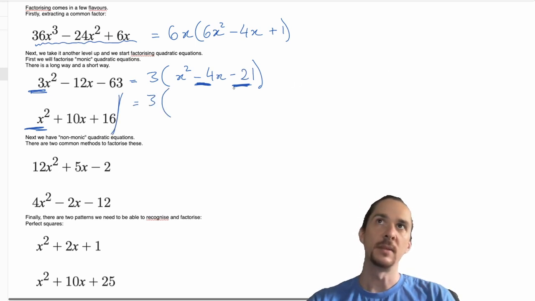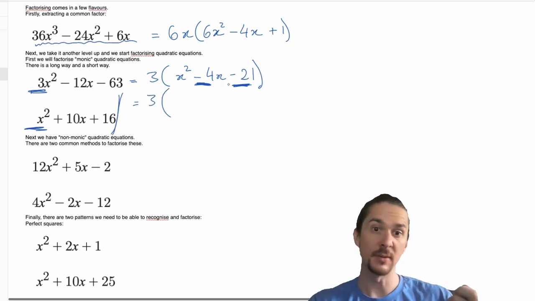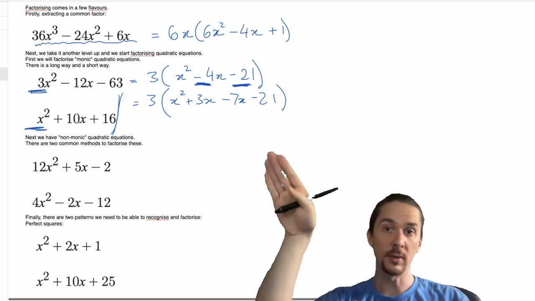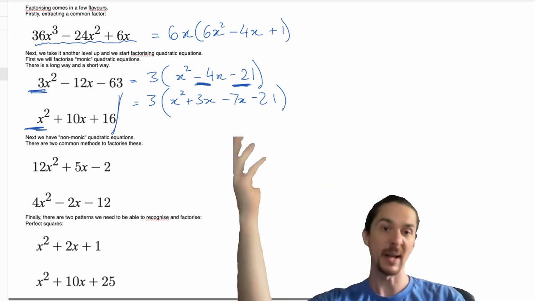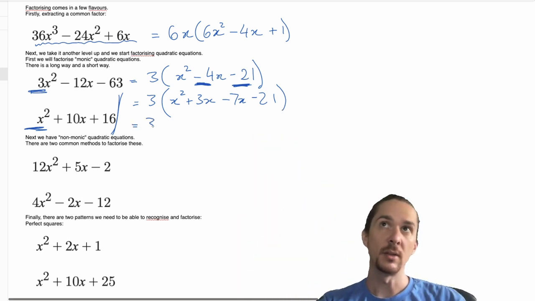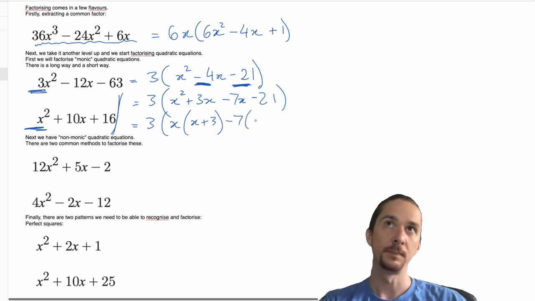Okay, so that's 3 times. Now I'm going to break this negative 4x into the 3x and negative 7x that we just figured out it's made of. So we have x squared plus 3x minus 7x minus 21. You can see these expressions are equivalent because if we combine the like terms of 3x and negative 7x, we get back to the negative 4x. But now we can factorize. So we say 3, and then here we have a common factor of x, and here we have a common factor of negative 7, and now we have this common factor of x plus 3. So it becomes 3, x plus 3, x minus 7.